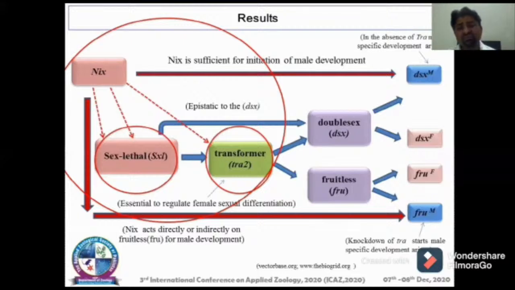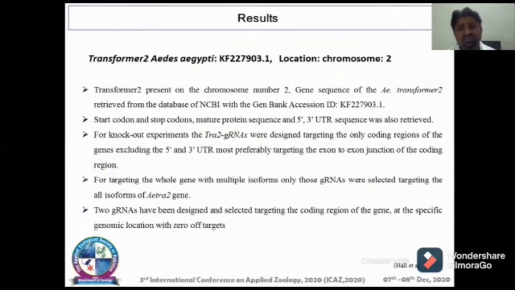We will be looking for the expression of doublesex and fruitless in these lines after this. So this is a huge work. So we have started this one using transformer 2. This transformer 2 is located in chromosome 2. Its gene sequence can be retrieved from NCBI with the accession ID I mentioned here, KF227901.1. Start codon, stop codon, mature protein sequence are shown.